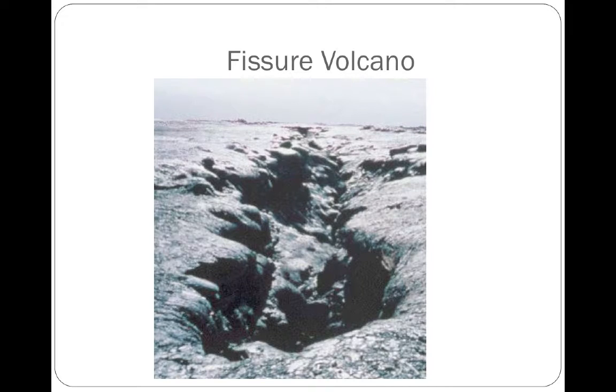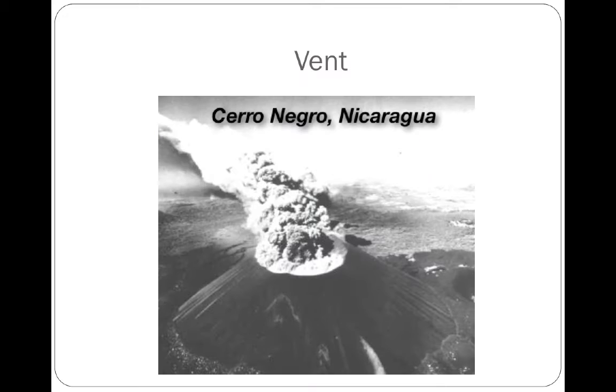Next, we have the fissure volcano. Fissure volcanoes represent fractures or cracks through which magma erupts in areas where the tectonic plates are pulling apart. Fissure eruptions typically occur on the flanks of shield volcanoes, and they're characterized by large volumes of lava flowing from that structure.